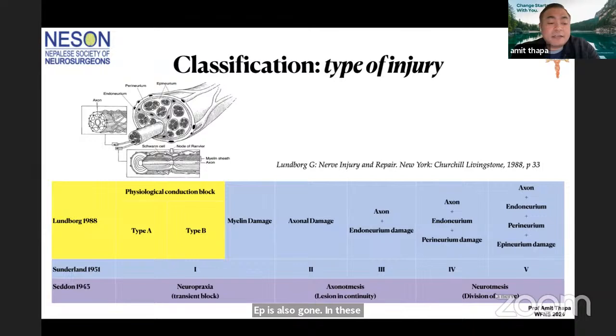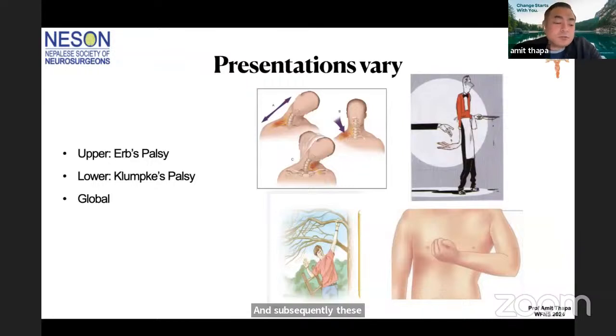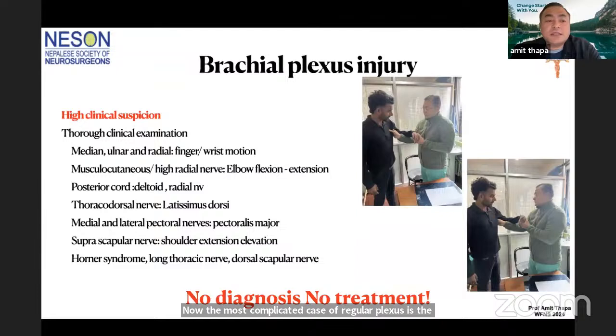So this was again defined by Sunderland into grades 1, 2, 3, 4, and 5. And subsequently, these define how we manage the cases. Now, the most complicated aspect of brachial plexus injury is the presentation. The presentations vary a lot, and hence one must have a very high clinical suspicion whenever we are dealing with any patients of this sort, particularly in polytrauma patients, where I just mentioned that 2 to 4% of patients can have a brachial plexus injury.